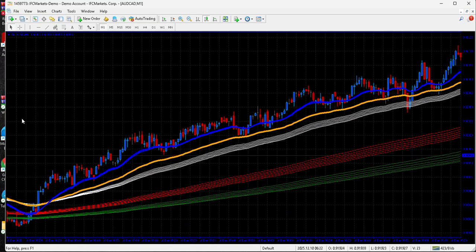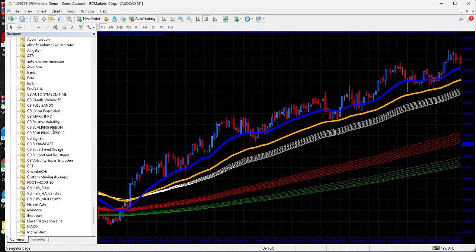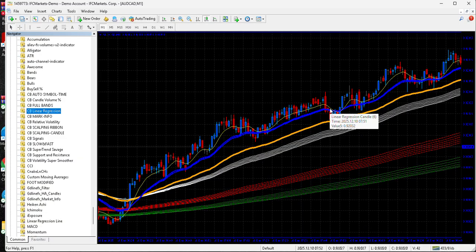But we're going to go ahead and now add, let's see, let's bring up the navigator. Okay. And we're going to add, where to go, linear regression line. And you can change the input on it. I got it set for 6 on that one. I don't recommend you change this one. You can if you know what you're doing, go ahead and change that if you like. Okay. I'm going to go ahead and add it. There we go.